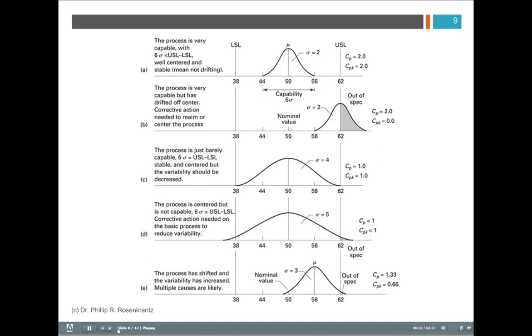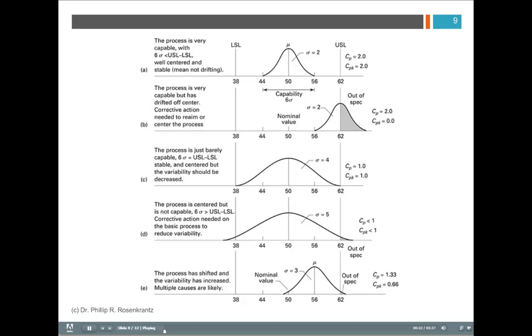Let's continue on talking about CP and CPK and process capability. In the first part here, part A, at the top, we see the same situation we started with on the previous slide. We see the Six Sigma capability identified, and we have a process that is very capable. We'll talk more specifically about Six Sigma and its capability on a future slide.